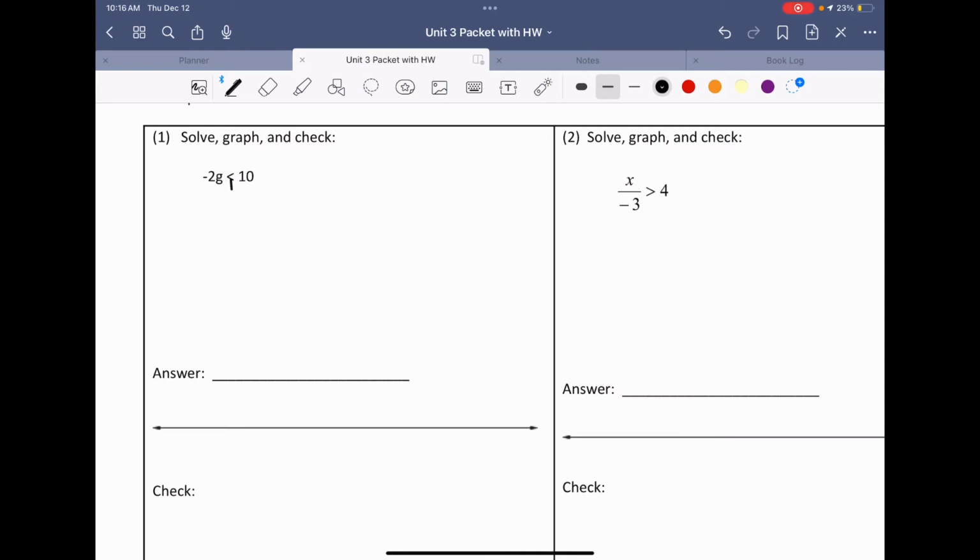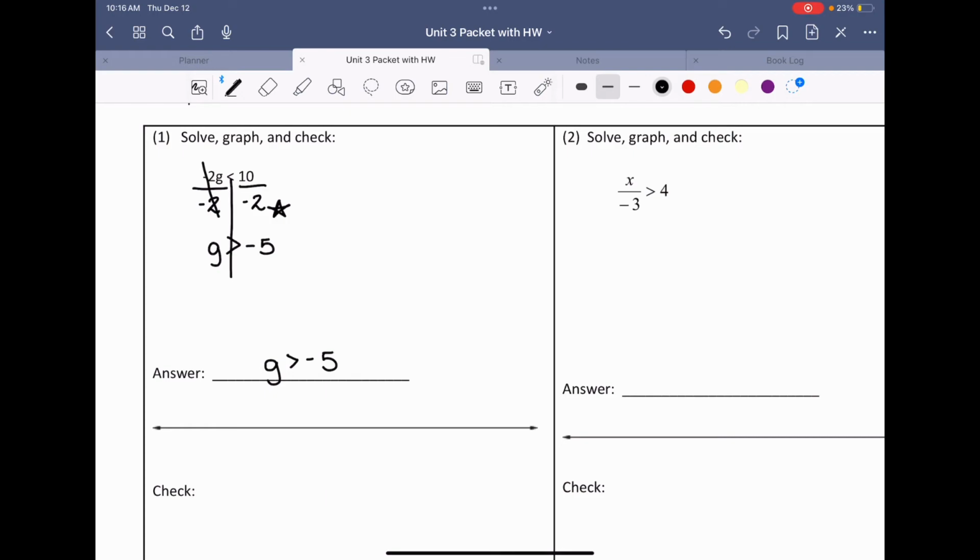Start by taking your symbol and drawing your line. So I have negative 2g is less than 10. This is negative 2 times g. Opposite of times is division. So let's divide both sides by negative 2. Negative 2 divided by negative 2 is 1, so it cancels. I'm left with g. And 10 divided by negative 2 is negative 5. Now remember, we just divided by a negative, so I'm going to flip my symbol. So this becomes g is greater than negative 5.